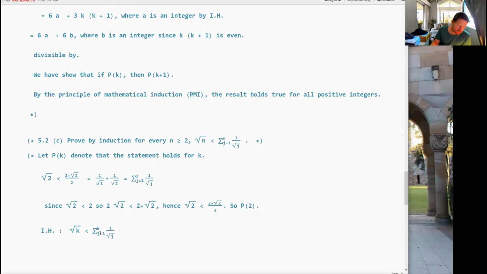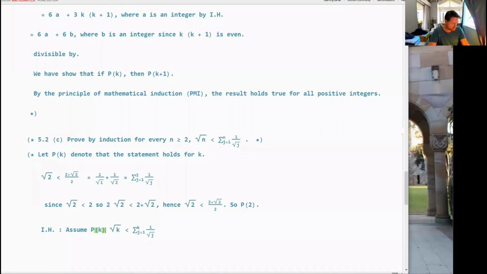And now you want to be careful because you're summing over J, right? And so you're just taking this and replacing the n's by K. So we need to write out assume P of K, which is this statement here. All right, now what we want to do is play around with this.